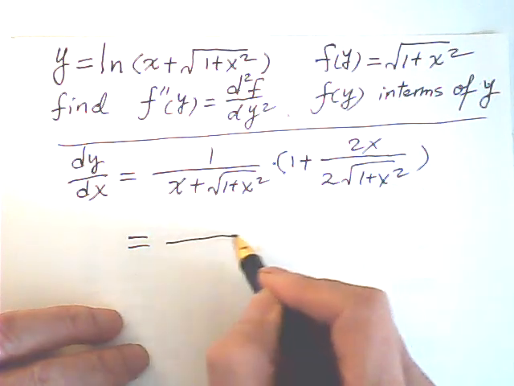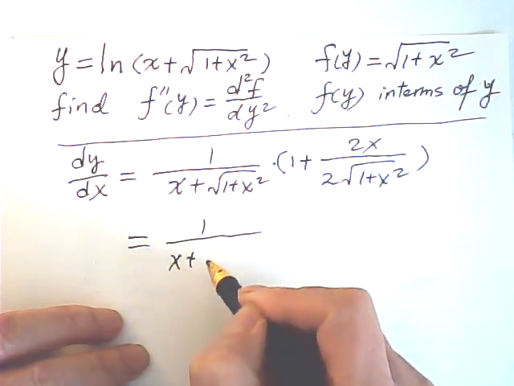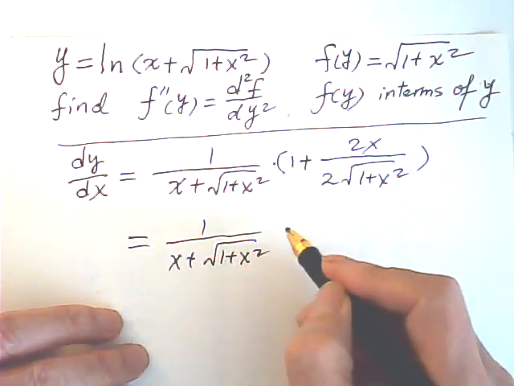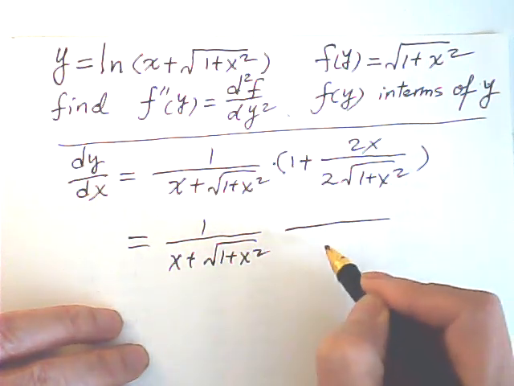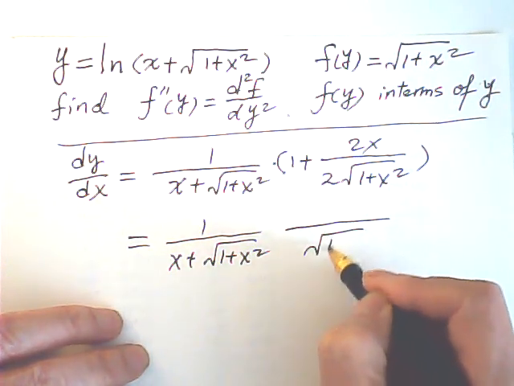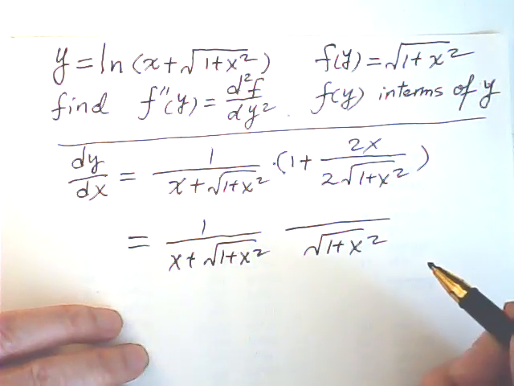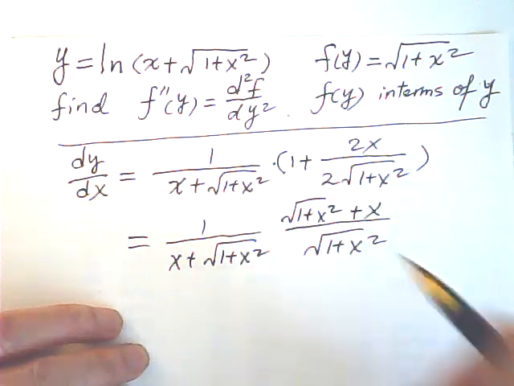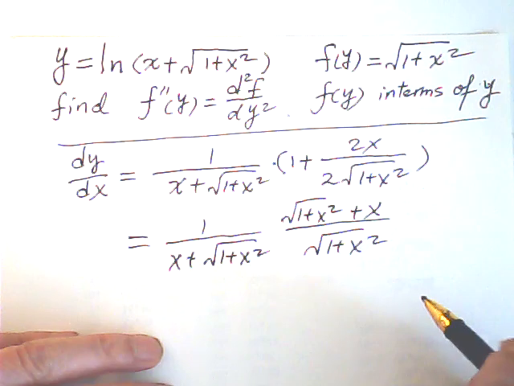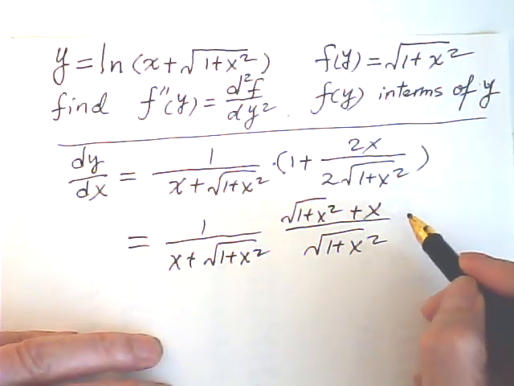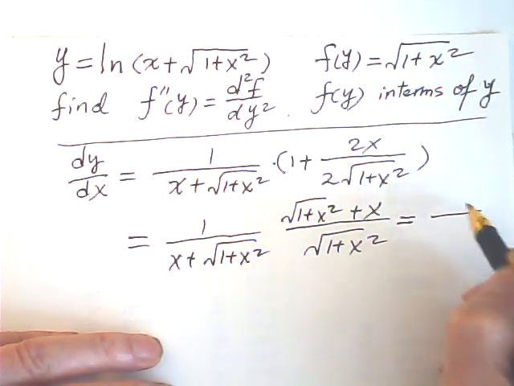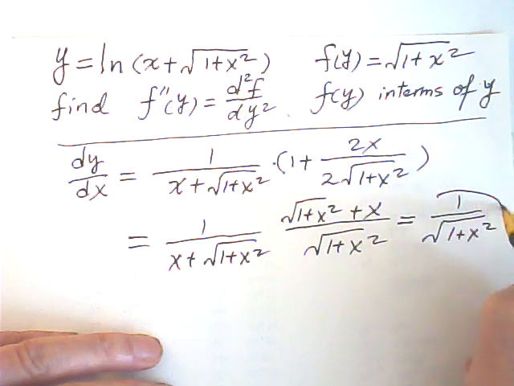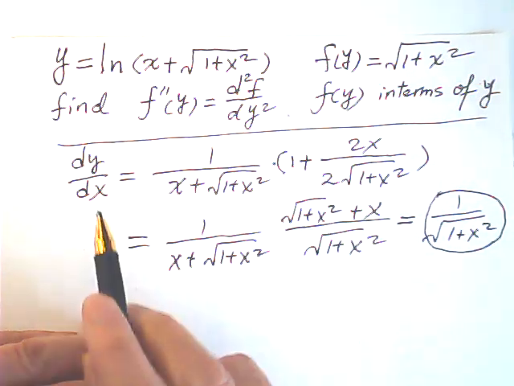This one is equal to the square root of 1 plus x squared, and the 2 cancels out. This becomes the square root of 1 plus x squared plus x, right? Therefore, this cancels out and is equal to 1 over the square root of 1 plus x squared. So this is dy/dx.